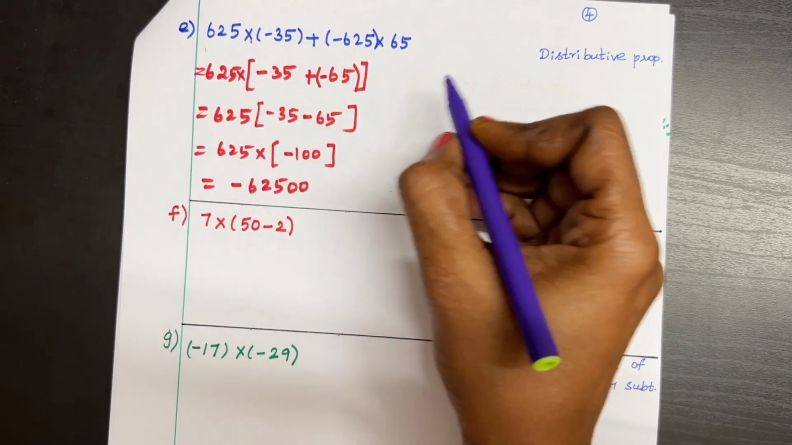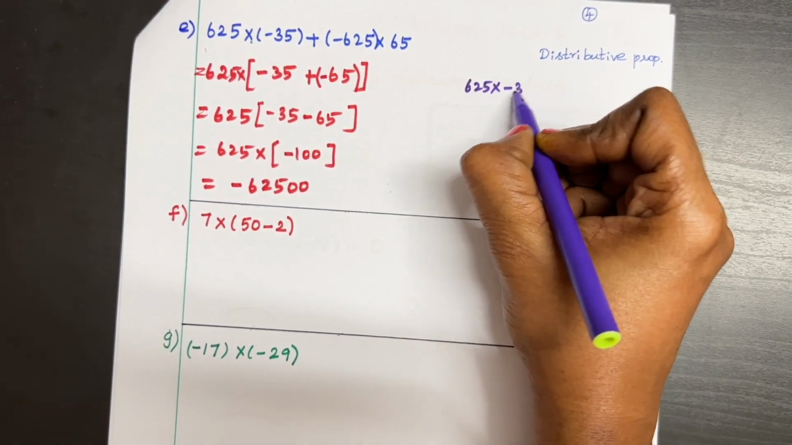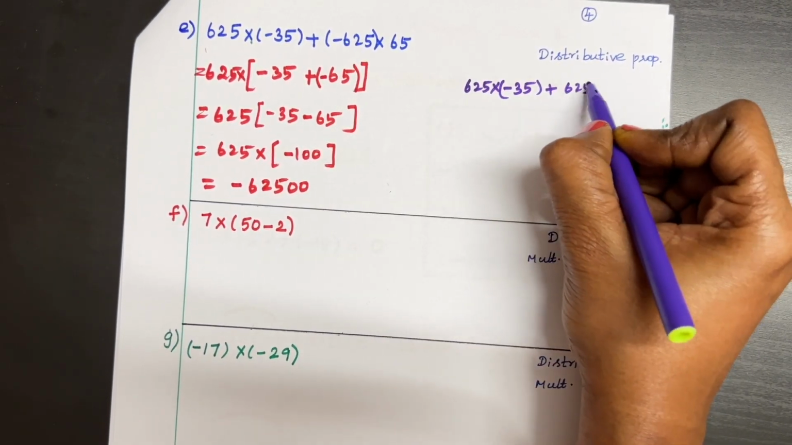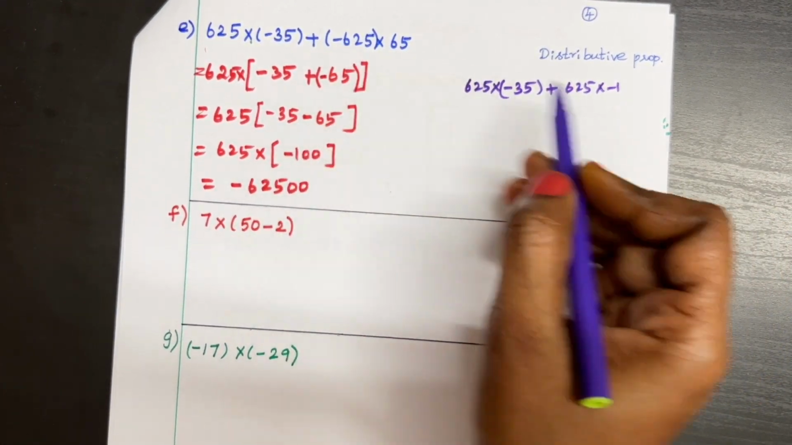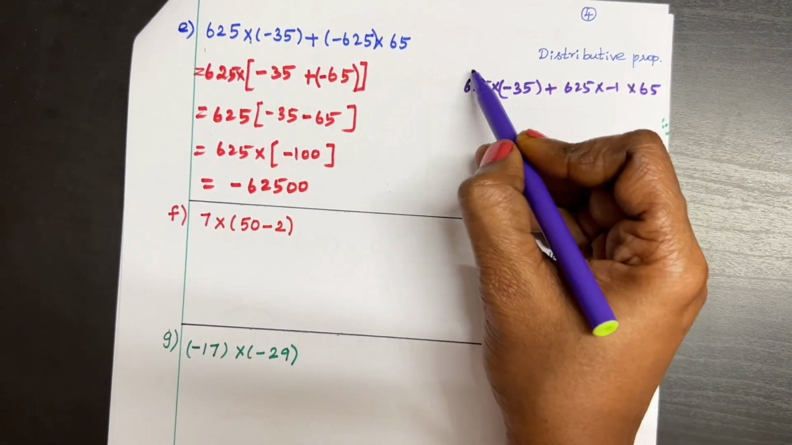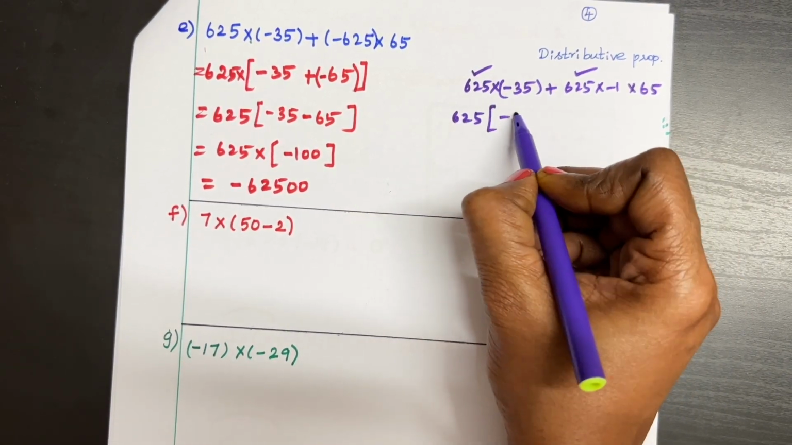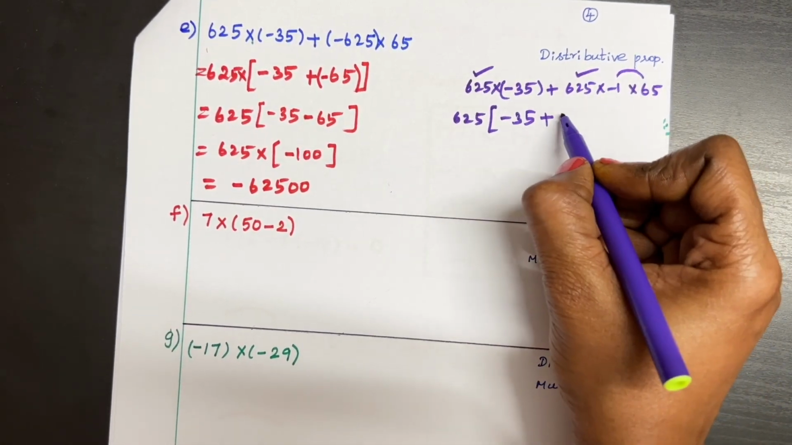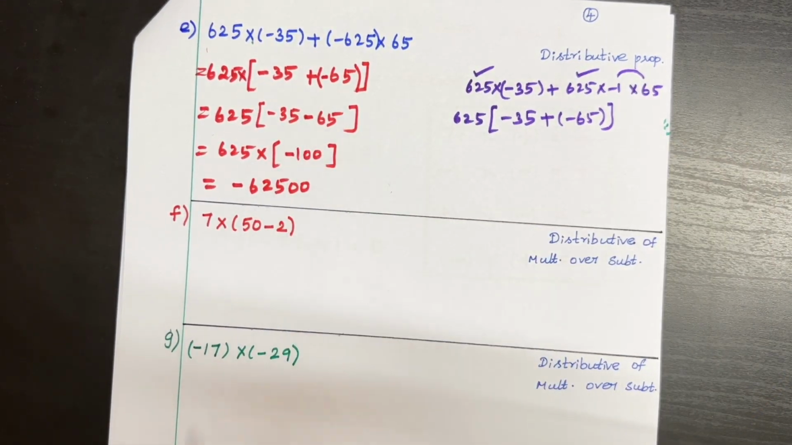I can show you in detail also. See here, 625 into minus 35 plus 625 into minus 1. Can we write like that? 625 into minus 1 instead of minus 625, both give you minus 625 alone into 65. Now we are taking out the 625 alone. So remaining things: minus 35 plus, if you multiply these two, what will you get? Minus 65. That's why we are using minus 65 here.